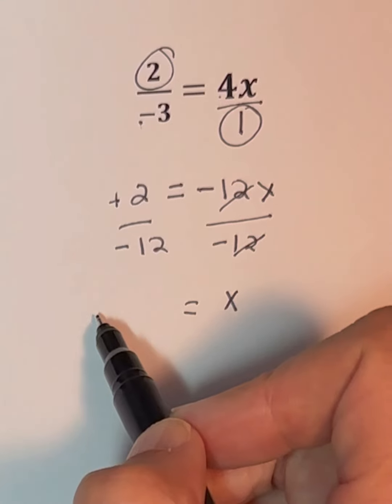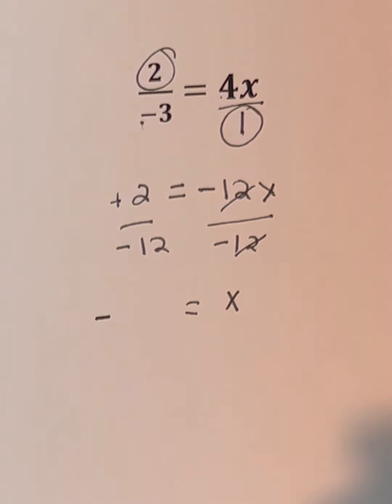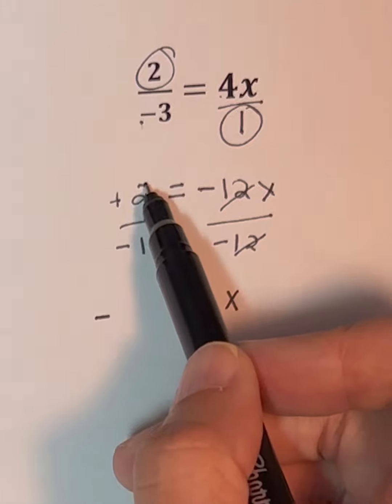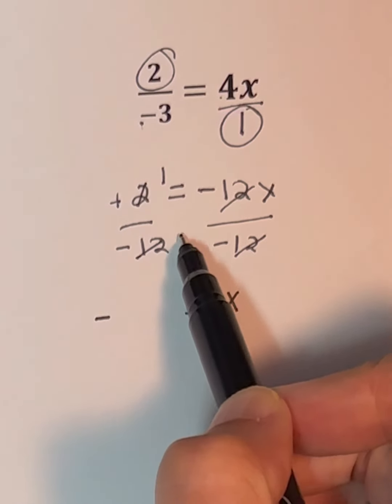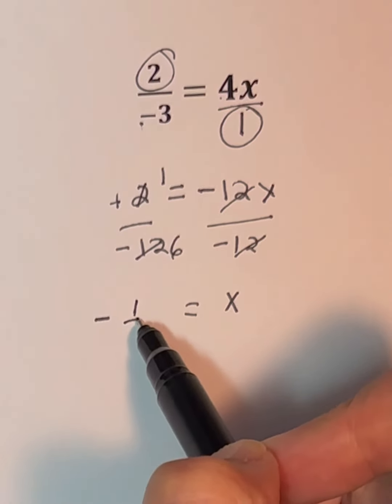A positive divided by a negative is a negative, and then I can reduce 2 over 12. Well, 2 goes into 2 once, 2 goes into 12 6 times, so we get negative 1/6.